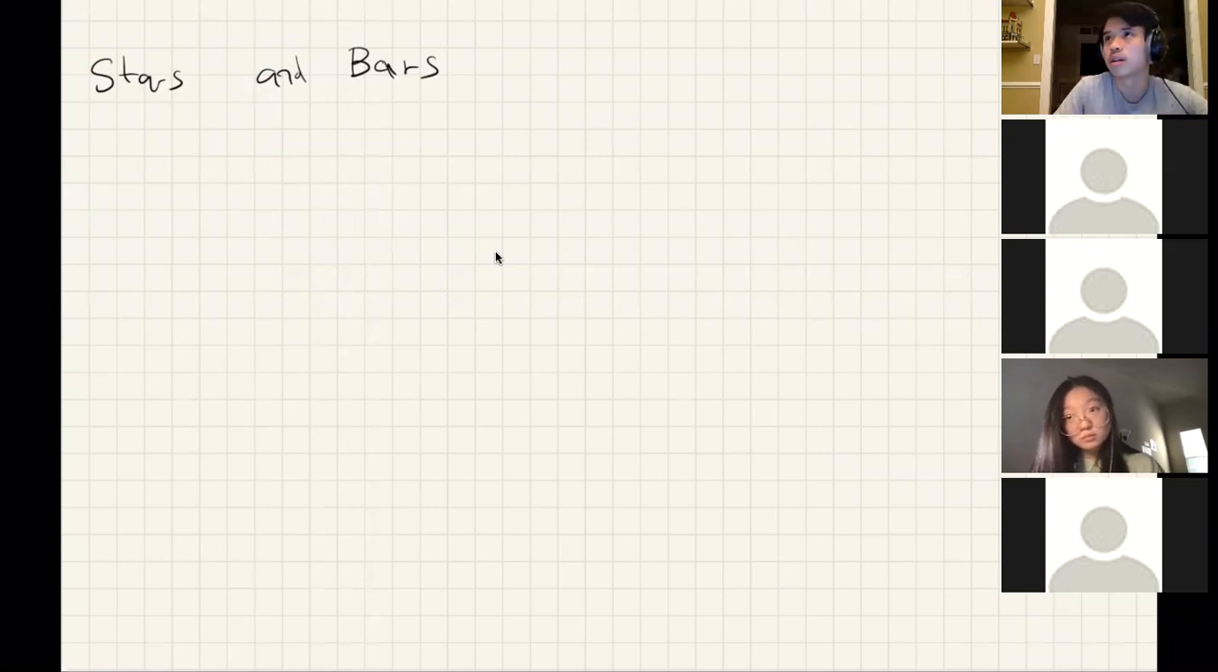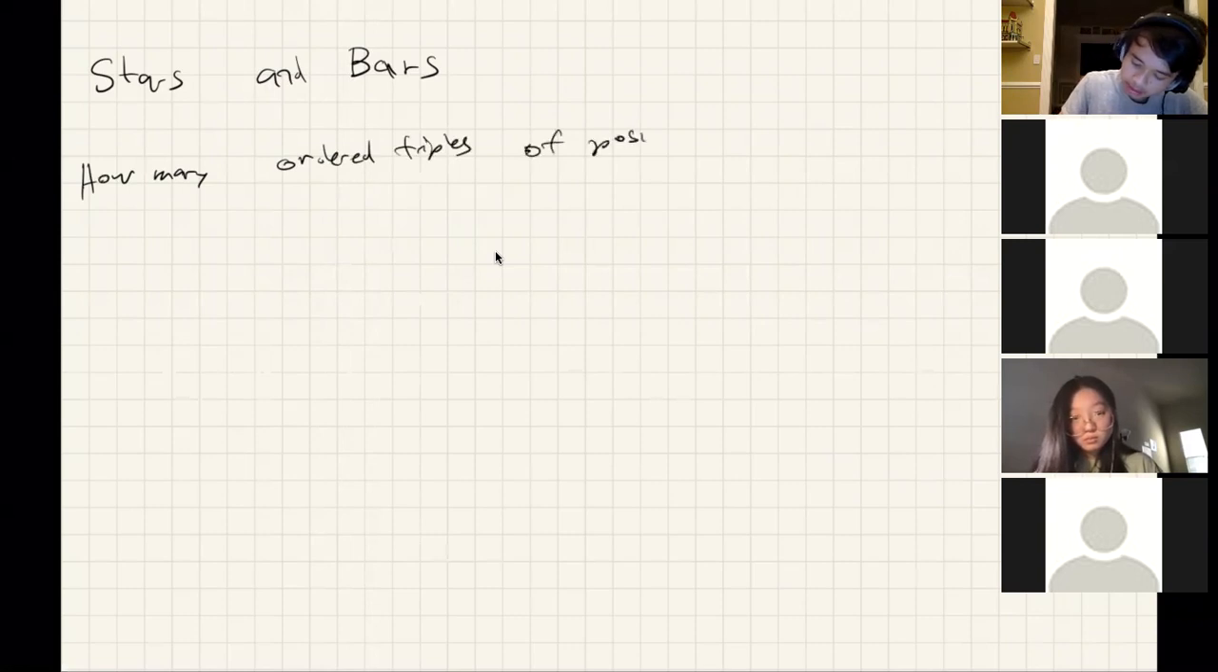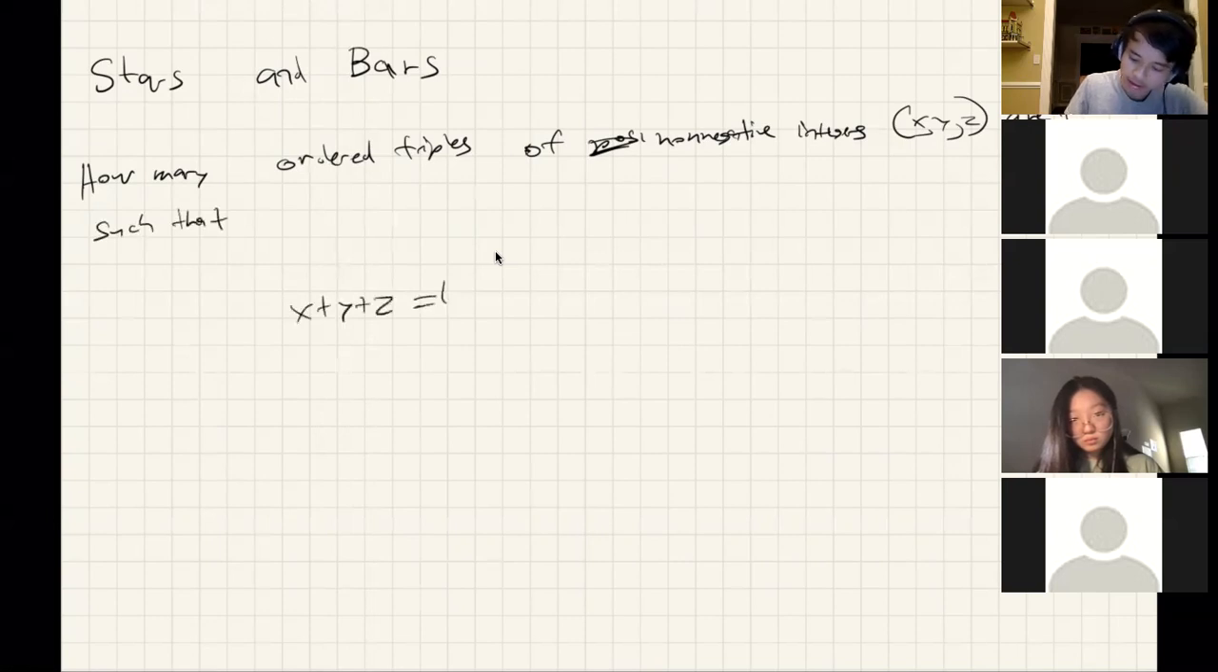So okay, let's start off with a question. How many ordered triples of non-negative integers x, y, z are there such that x plus y plus z equals 10? Right? How many ordered triples are there such that x plus y plus z equals 10?